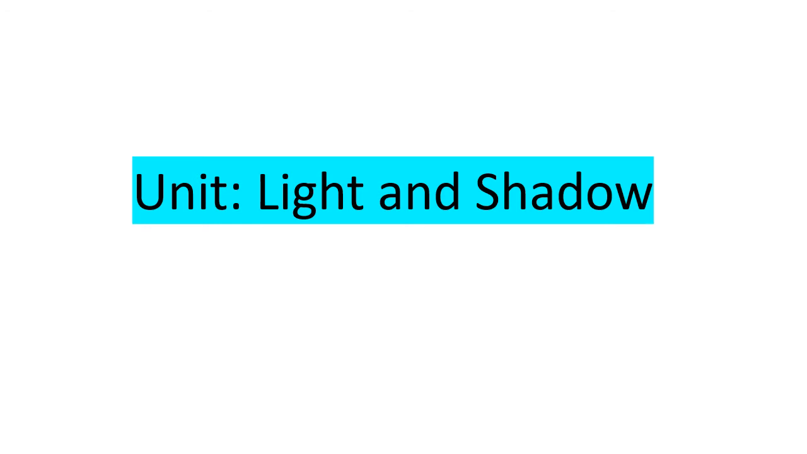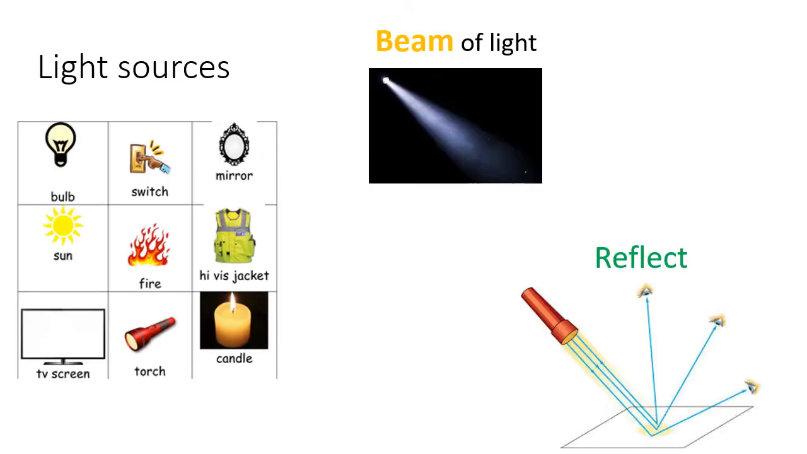Next unit we will review is light and shadow. So this is from grade 4. You learned about a beam of light, what that looks like. You learned about the word reflect, that's the green word. Light sources, those are some examples, picture examples of where light comes from, including a bulb. We talked about a bulb in our circuits and electricity unit.